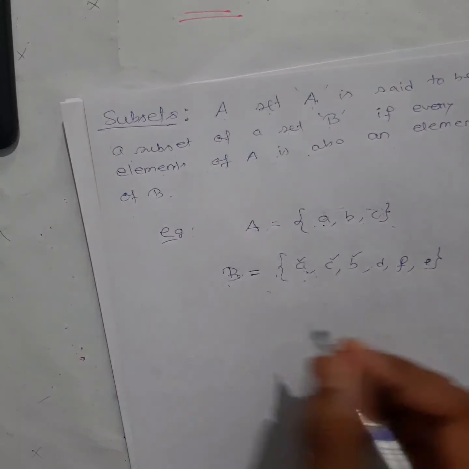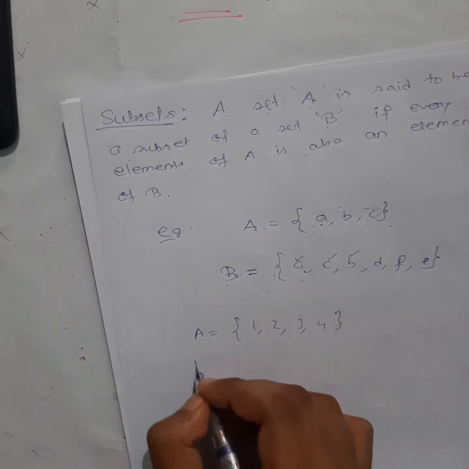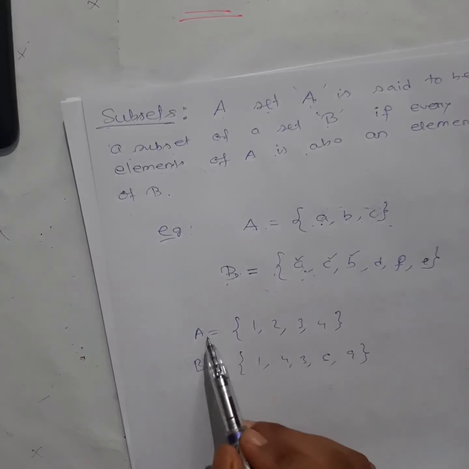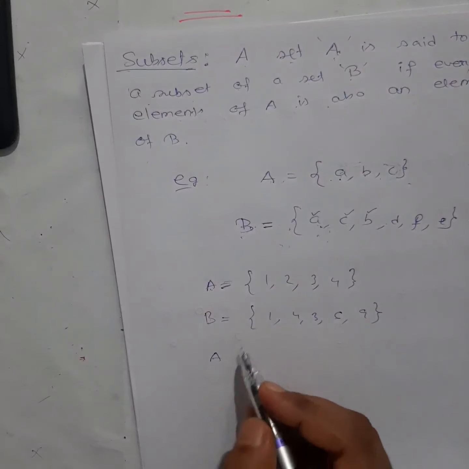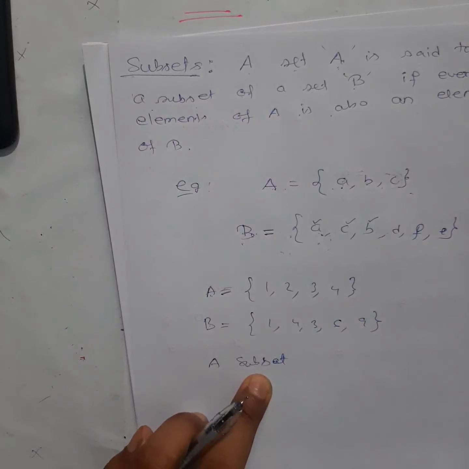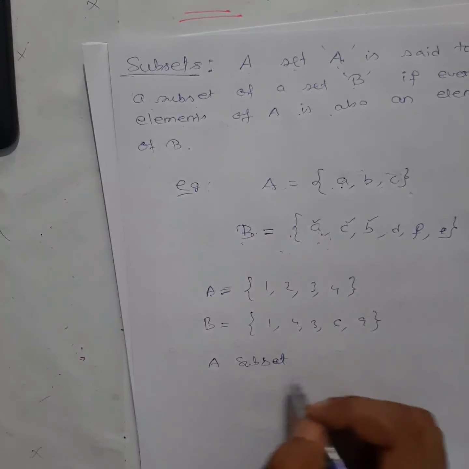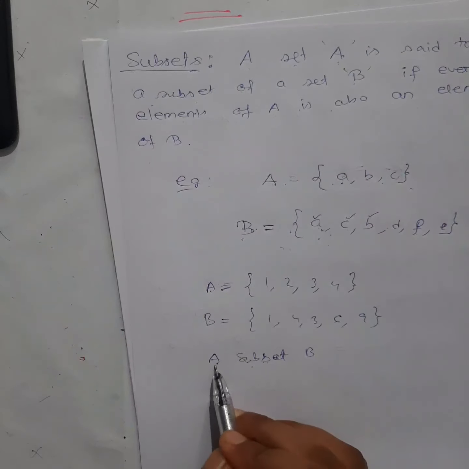Another example, you try to think based on this. A is 1, 2, 3, 4 suppose, and B has elements 1, 4, 3, 6, 9. So in this case, can I say A is a subset of B or not? We have a symbol for this also. In maths we usually use symbols for most of the definitions, right? To check whether A is a subset of B, the definition is: every element of A must be an element of B, then only A will be a subset of B.